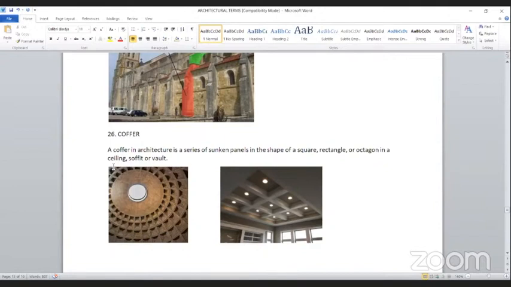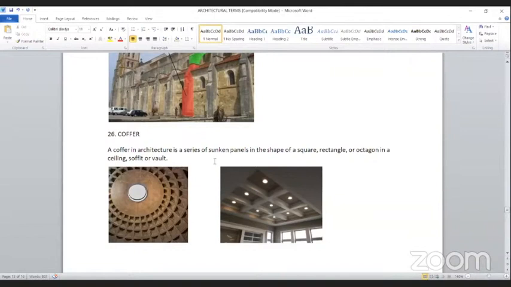In a ceiling. So is it a type of false ceiling? It may be included, a coffer can be included in a false ceiling, but it can also be part of the real ceiling. Though we hardly see those in commercial buildings and all.